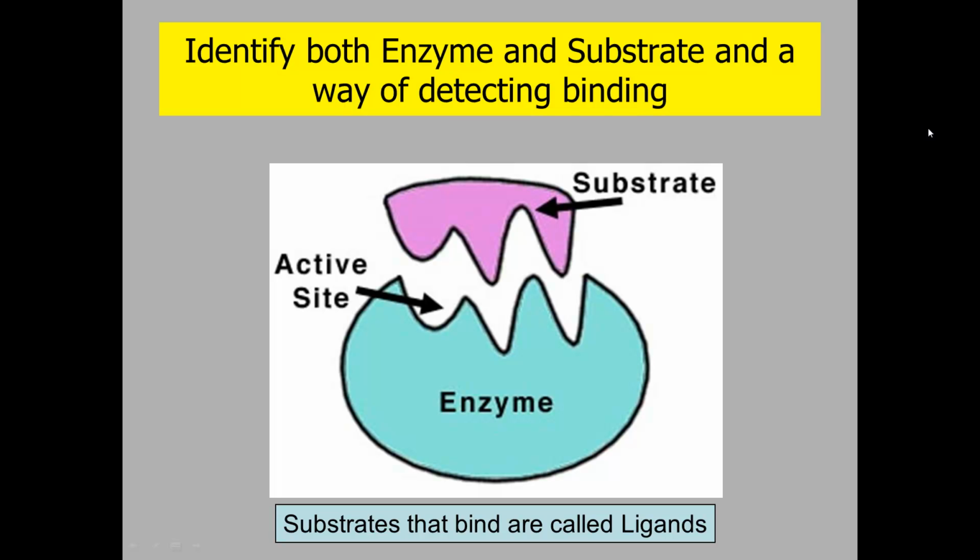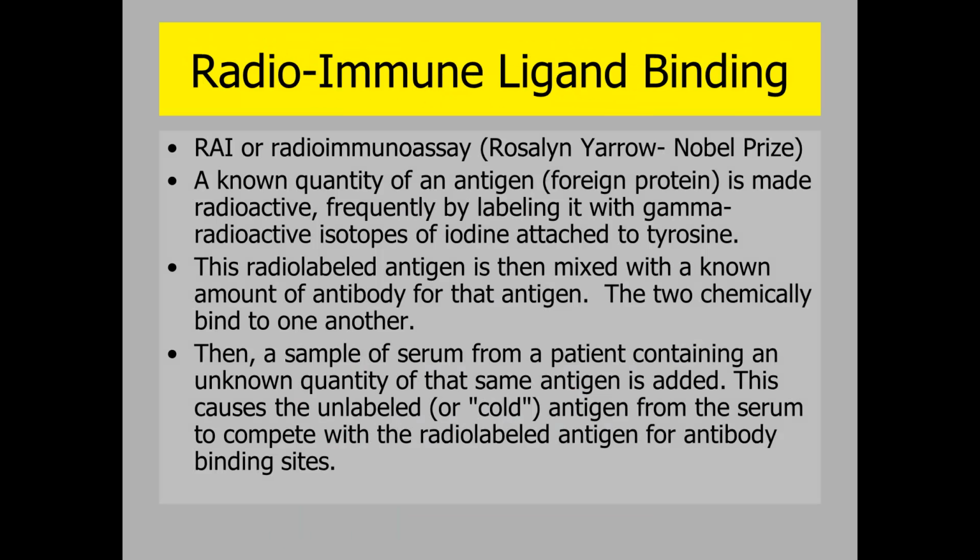So some of target identification is similar to what we look at when we look at enzyme and substrate binding. So you want to identify both the enzyme and the substrate and the way in which it binds. So substrates that bind are called ligands. So one technique that's been popular for many years is a technique called radioimmune ligand binding, or RIA, a radioimmune assay. And this method was developed by Rosalyn Yalow and her colleagues, and she was awarded the Nobel Prize.